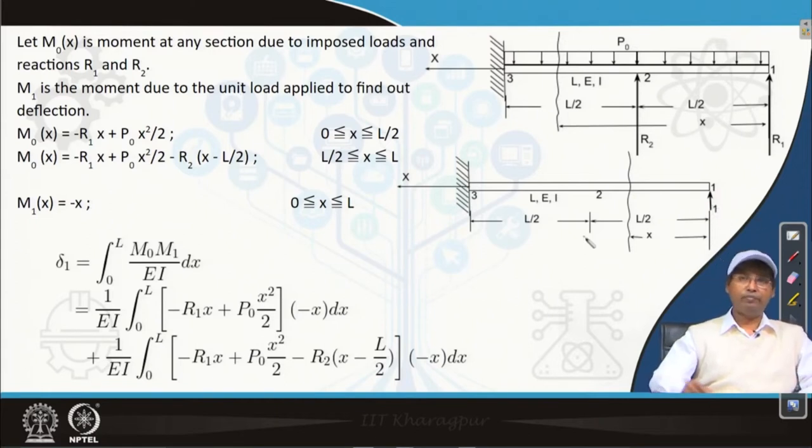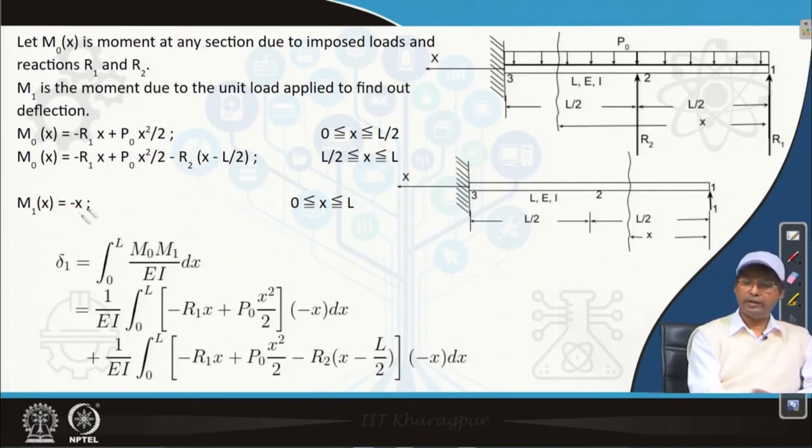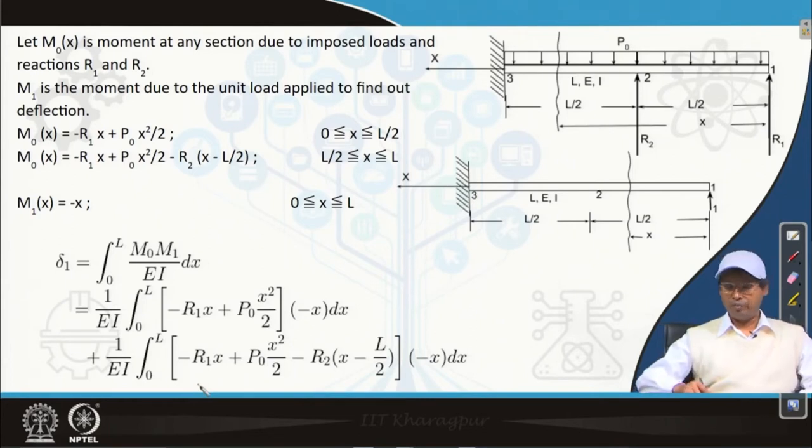And because of that, moment is very simple, it is minus x, wherever we go, it increases with x from 0 to L, and then it is M0 M1 with 2 limits, you can meticulously put that. This is brought down here, minus x is there, and then again minus x, and this is brought down here, and we need to carry out the integration. Hope this simple integration you can carry out easily.